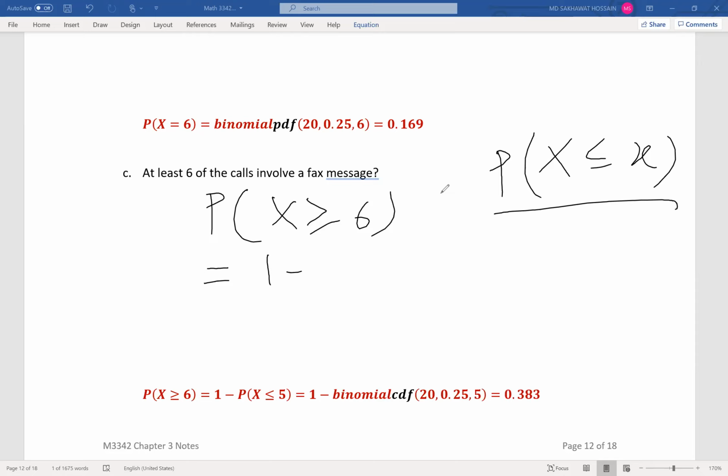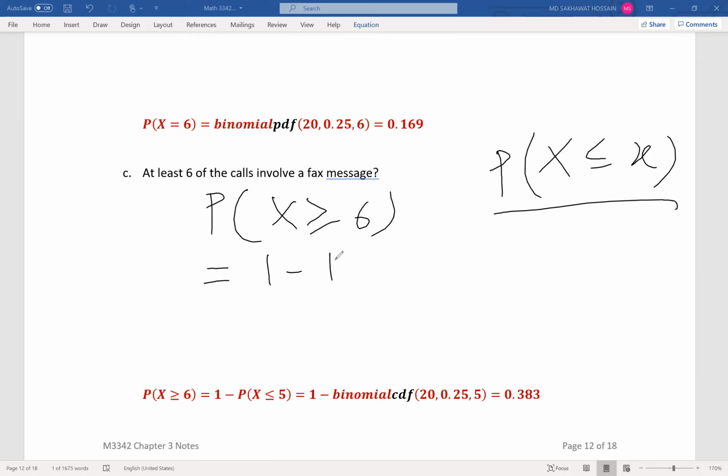Yes, subtract from 1. Yeah, you have to subtract from 1. That means you have to take the complement. Yeah, thank you. But you have to be very careful here. There is a high chance that you might make a mistake, so you have to be very careful.